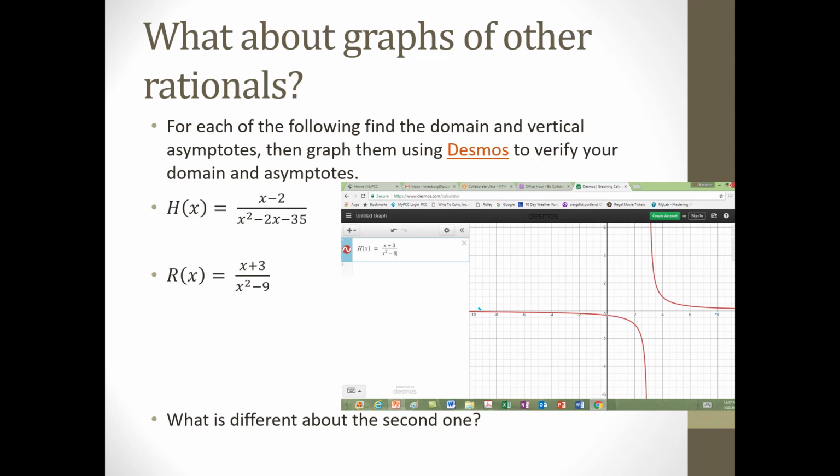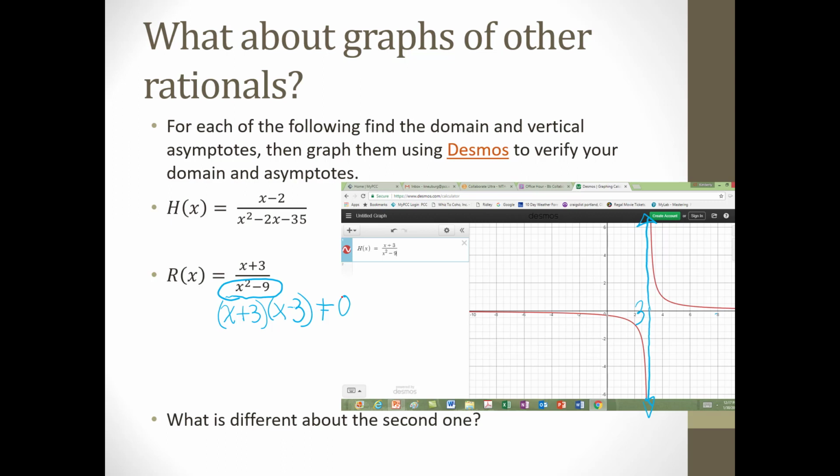Notice that there's only one vertical asymptote here. It's right here at 3. On this one, there's only one, and it's right here at 3. But notice the denominator of this right here, it has an x squared. And if we were to factor this, this is a difference of squares that factors into x plus 3 times x minus 3. And that cannot equal 0. It seems that we should end up having two asymptotes, but we don't.